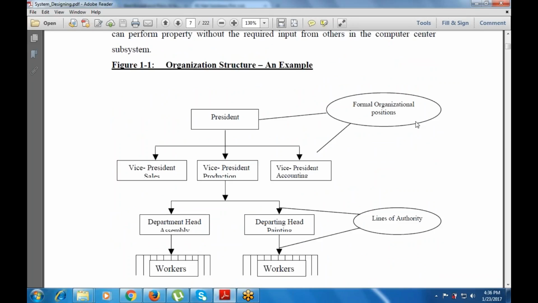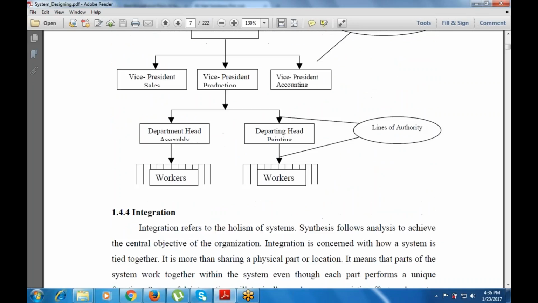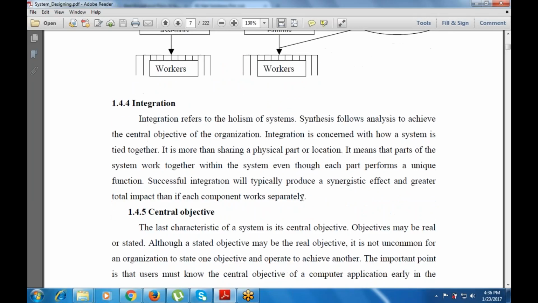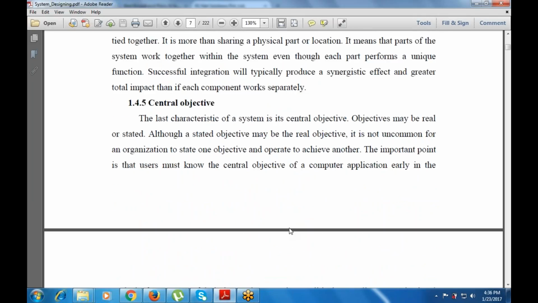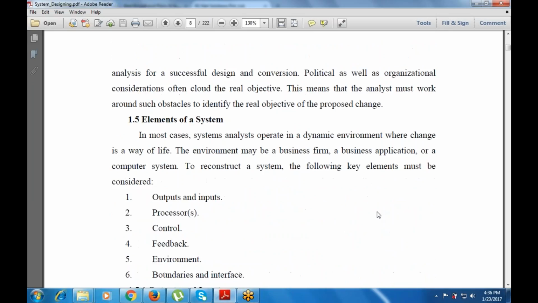This is the formal organization, with positions: the president, vice president, sales, production, and accounting. Again, production is divided into two parts: department head, assembly, and department head, painting. Again, it is divided into multiple parts like the workers. So they must integrate and coordinate with each other to perform the major objective that is known as the central objective. Central means the main or common objective of the whole organization.